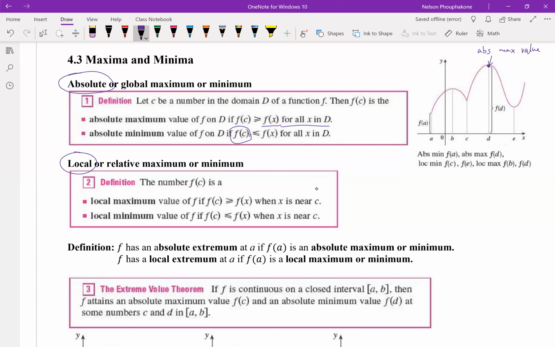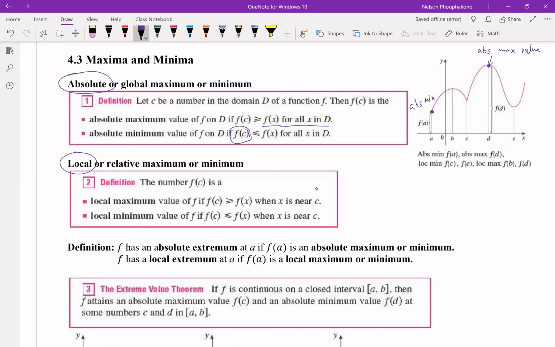Now, value meaning what? It's just the output, the y values. And then the lowest number, the smallest number, is f of a. So in this case, f of a will be my absolute minimum value. So this is the idea about absolute maximum and minimum. We look at the biggest number in the domain, the absolute maximum. The smallest value in the domain is the absolute minimum.